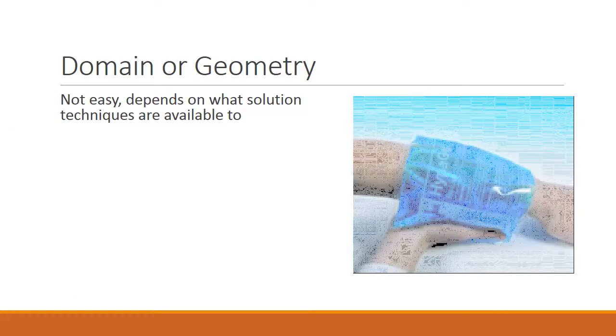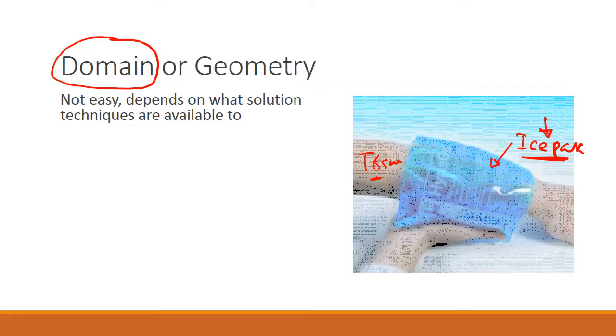So as we start our problem formulation, the first thing we need to decide, what is my domain? Is the tissue the domain, or is the ice pack the domain? You know, as the tissue is cooling, the ice pack is warming. So are we doing the solution for ice pack? We just want to know how does it warm?